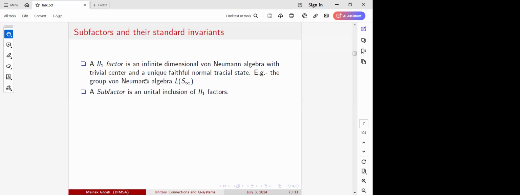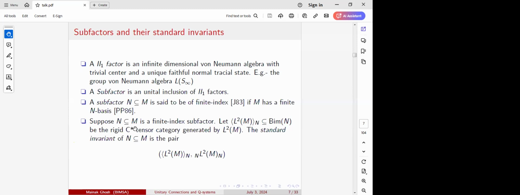Now, a subfactor is a unital inclusion of two II_1 factors. Now, a subfactor N inside M is said to be of finite index if M has a finite N basis. Okay, now suppose N inside M is a finite index subfactor. Then consider the rigid C* tensor category generated by L^2(M) as an N-N bimodule.